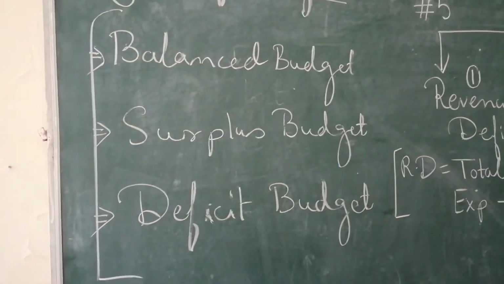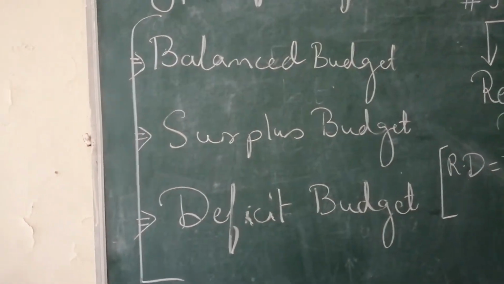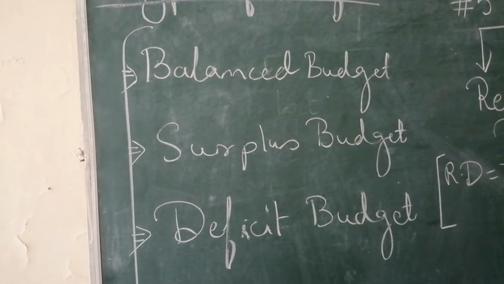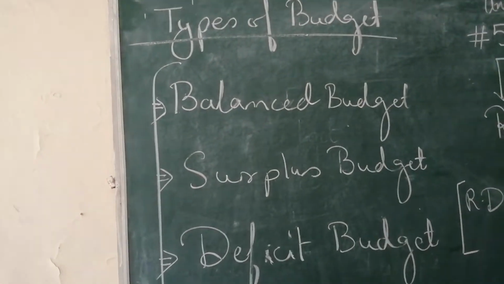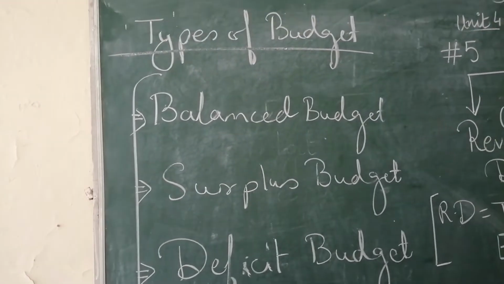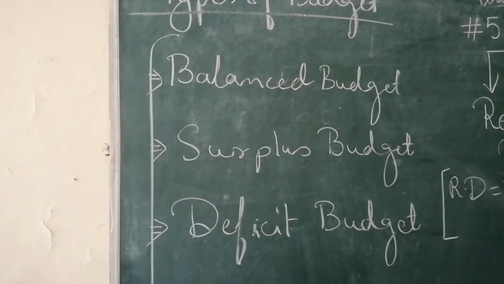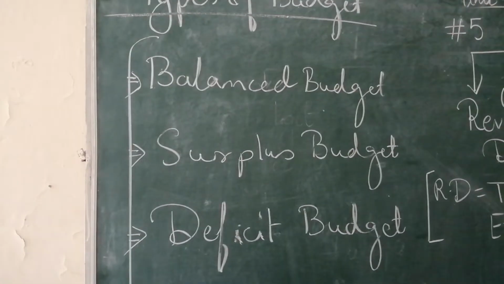Now deficit budget, the most important one. When a government spends more than it collects by way of revenue, it is budget deficit or deficit budget. That means when government expenditure exceeds government receipts in the budget, it is called deficit budget.